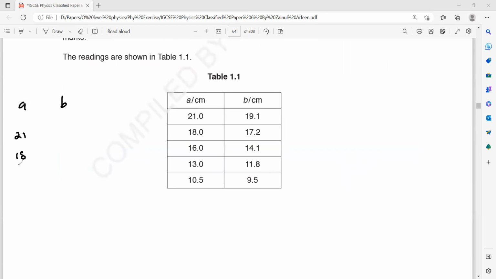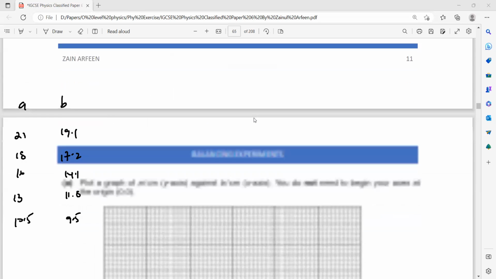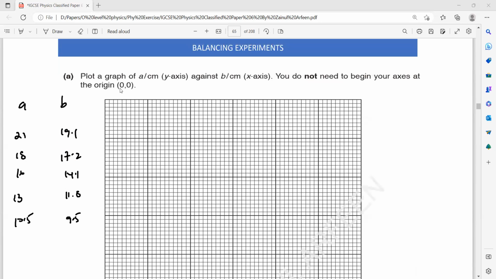21, 18, 16, 13, 10.5, and B is 19.1, 17.2, 14.1, 11.8, and 9.5. So these are the values for A and B. We have to plot a graph for A on the y-axis and B, and you do not need to begin from the origin.